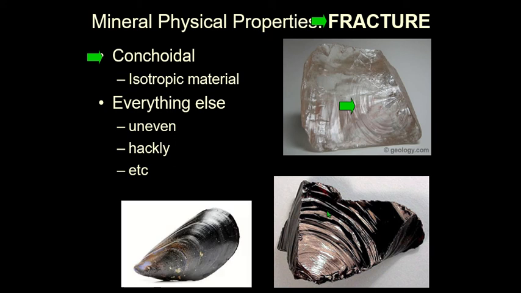This one is obsidian, and this is a volcanic glass, and this will also break in very predictable ways. They're called conchoidal after a shell. And so these shell-shaped breaks are very, very diagnostic.